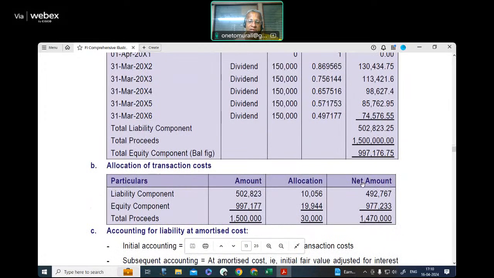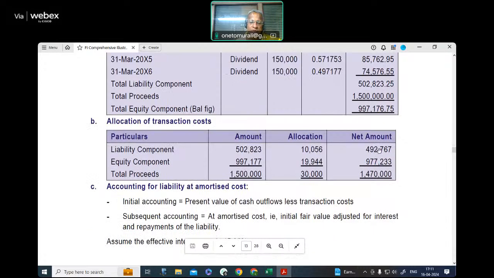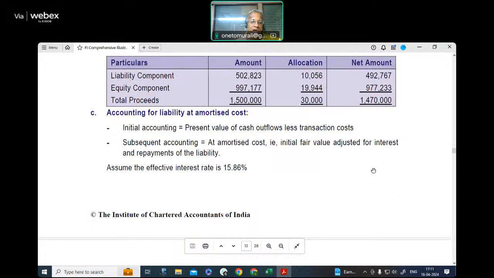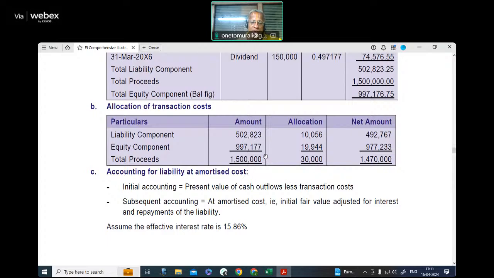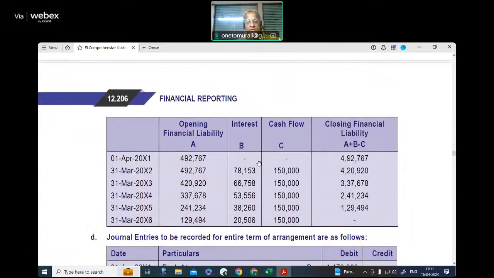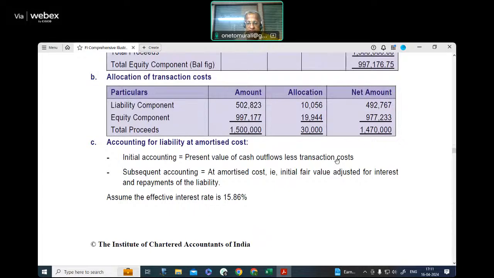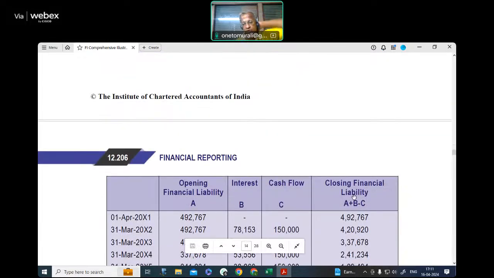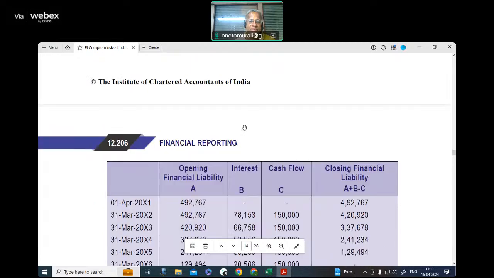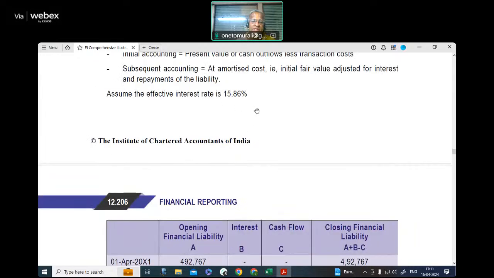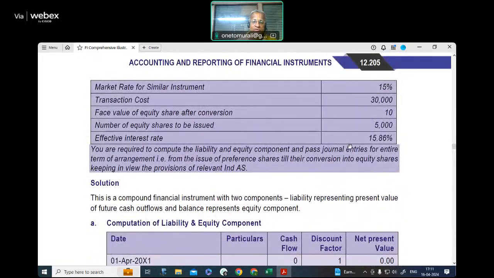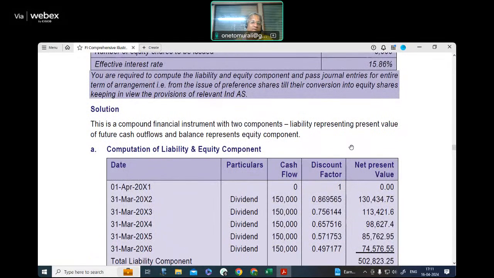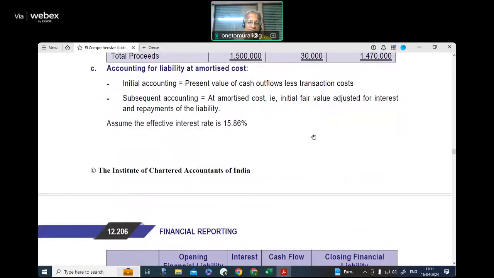So what happens is that when you have this being the component, that 30,000 is expected to be carried out and the net amount is to be done this way. So we are expected to arrive at the effective rate of interest. Our focus is not on equity, our focus is on the liability. So 492,767 is the amount on which we are expected to apply the effective rate of interest of 15.86%, which is readily provided in the problem. If it is not provided, how to calculate is what I just tried in the other case. So now let us just do that.